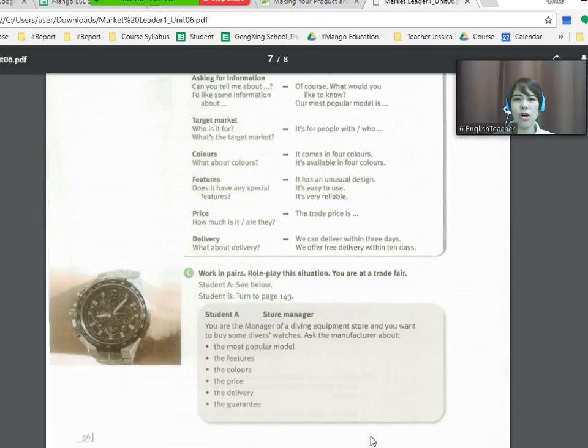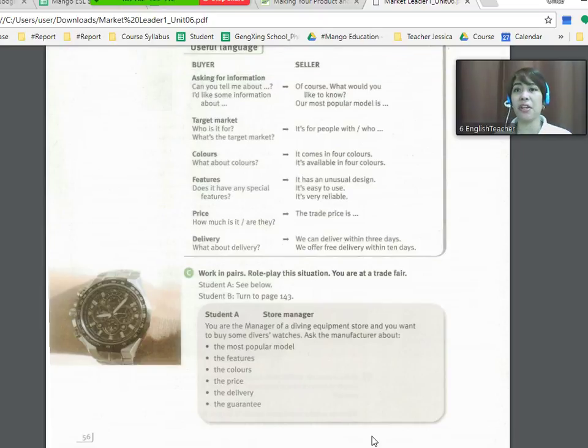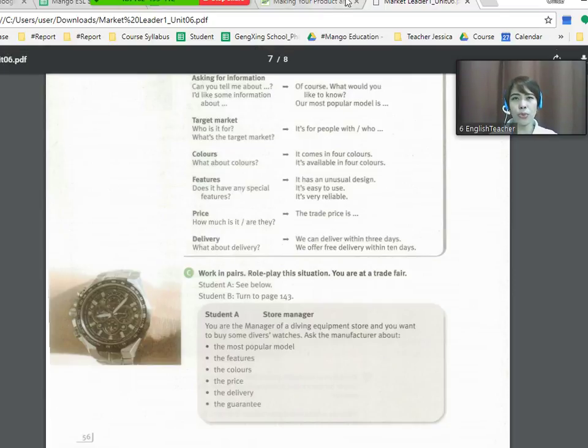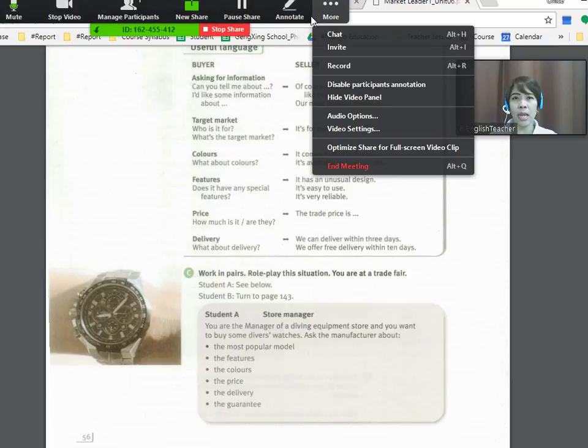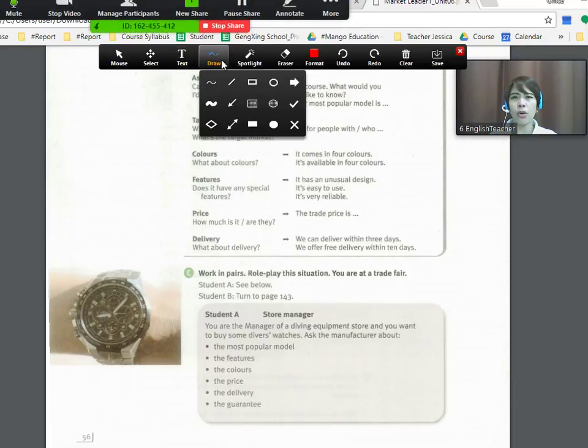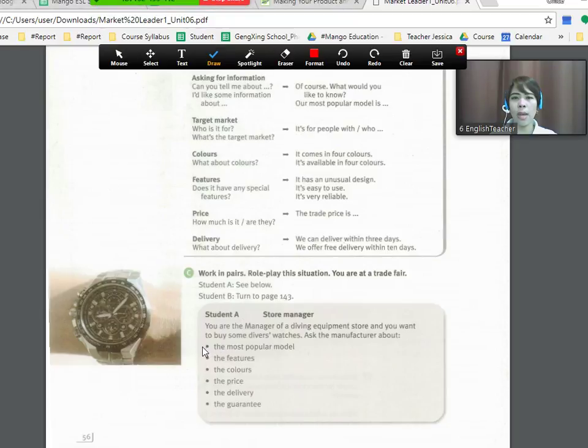Now, let's try to move on to the activity letter C. In activity letter C, we are going to have a role play, and we're going to role play this situation. Imagine that we are in a trade fair and we are going to ask about different information, colors, features, and prices to the store manager. So what are we going to incorporate or use in our role play or conversation? Of course, we are going to know more about the most popular model. What is the store's most popular model?